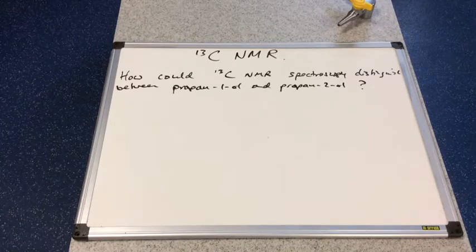So we'll increase the difficulty level a little bit now. I've got this scenario. How could carbon-13 NMR spectroscopy distinguish between propan-1-ol and propan-2-ol? Well, the best thing to do is to draw the displayed formulae, so then you can see the environment much more clearly. So if you want to have a think about that, and then I'll go through the answer.